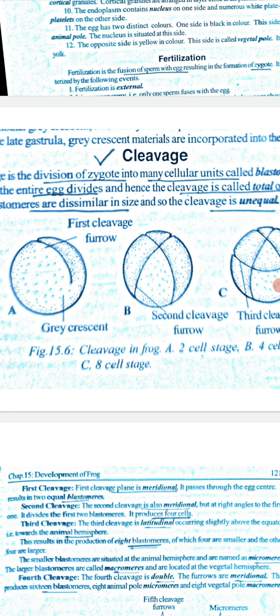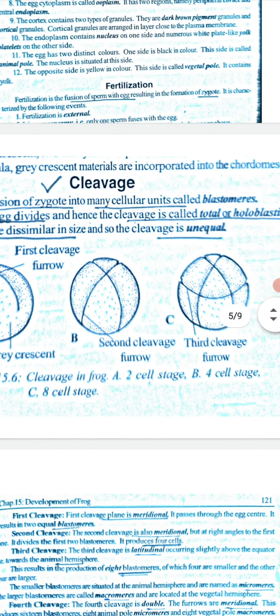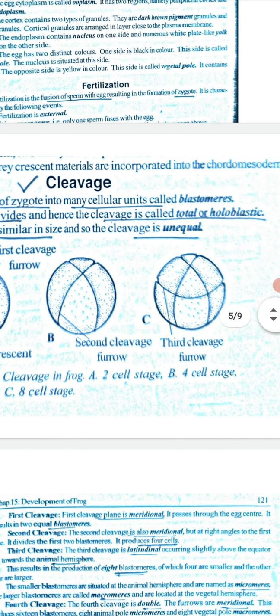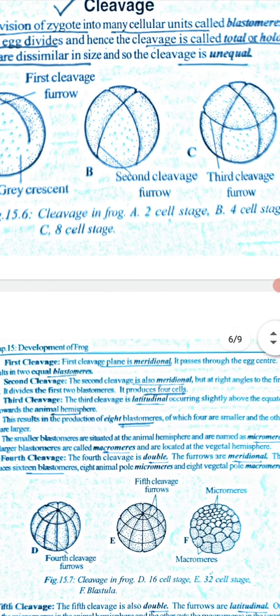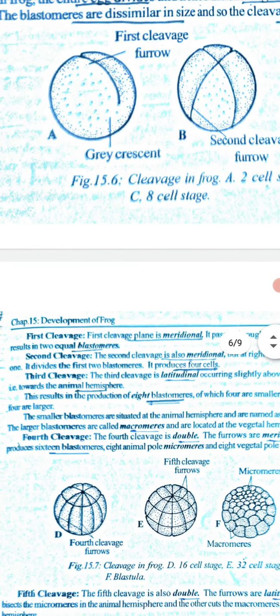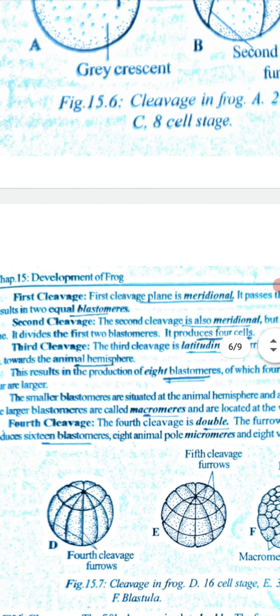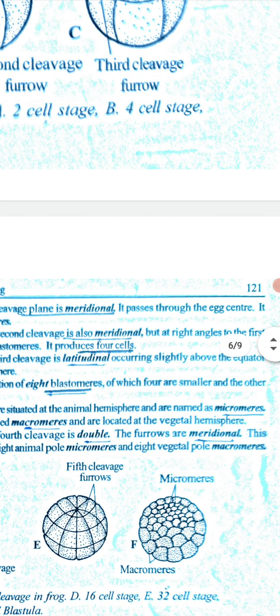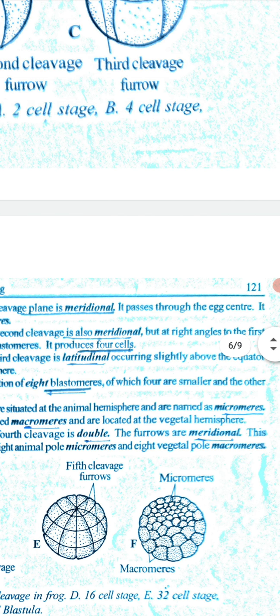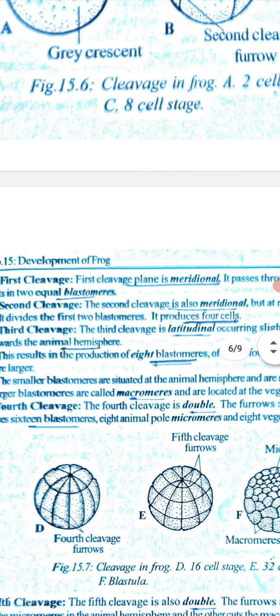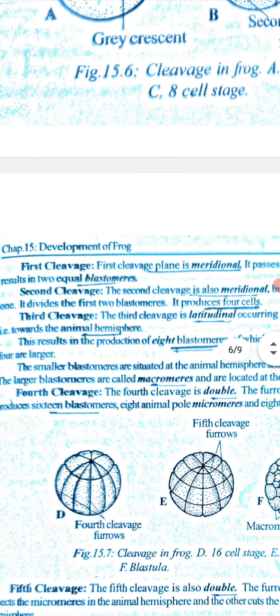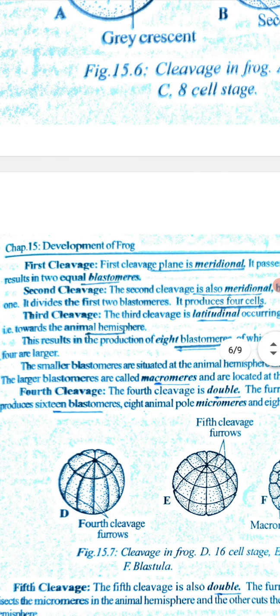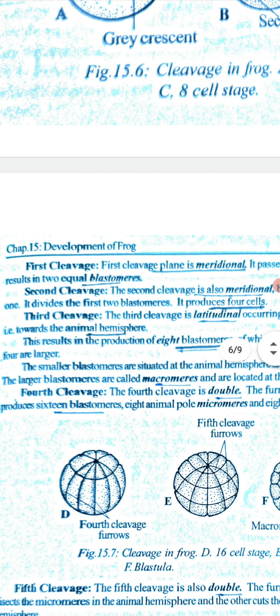First cleavage, figure number 15.6. The first cleavage is the meridional plane, that is, the furrow from the anterior part to the posterior part. In this way the furrow passes through the center of the egg, and two equal cells are formed, that is, two equal blastomeres. Therefore in the first cleavage two blastomeres are formed.